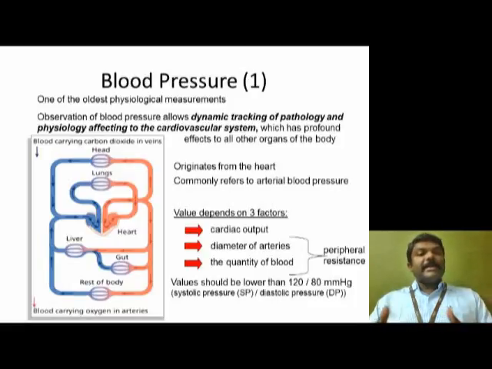Now, if there is a variation, hypertension means that if it crosses 140 systolic and 90 diastolic, then it's hypertension. Similarly, if it comes down to 100 systolic and 60 diastolic, then we call it low blood pressure. That is also not good for the body.